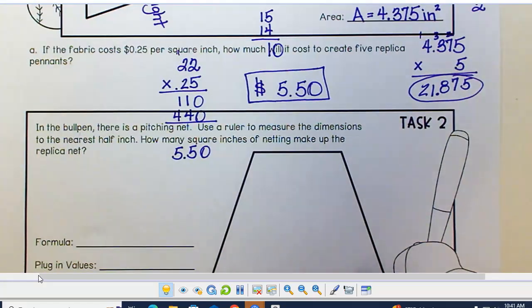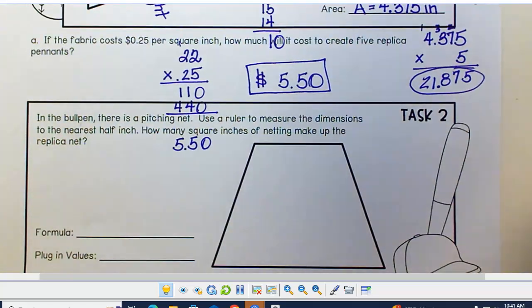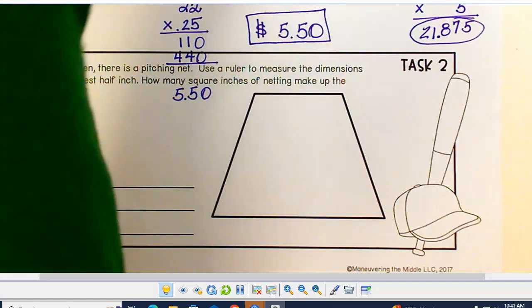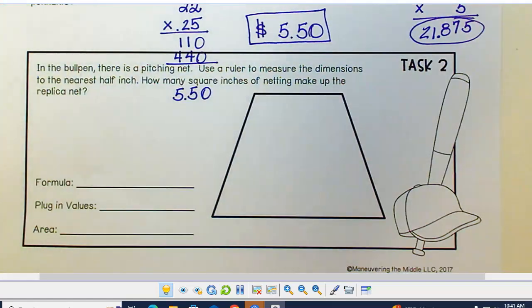In the bullpen, there is a pitching net. Use a ruler to measure the dimensions to the nearest half inch. How many square inches of netting make up the replica net? All right, so let's figure that out. First of all, looking at our shape, we can determine that that is a trapezoid.